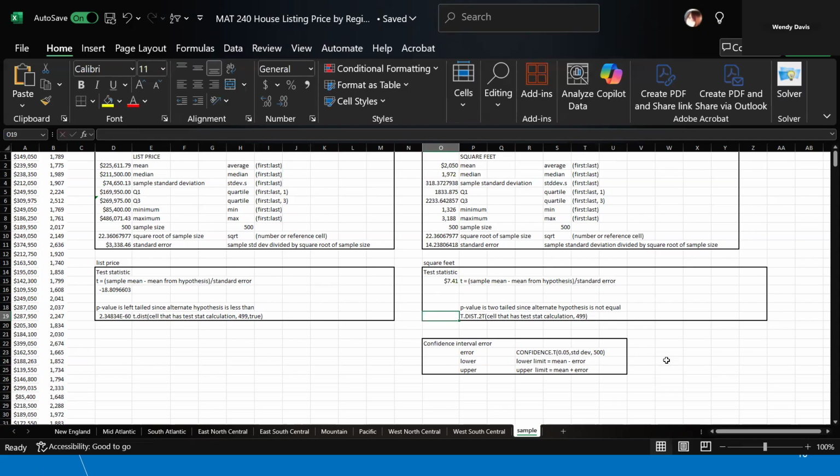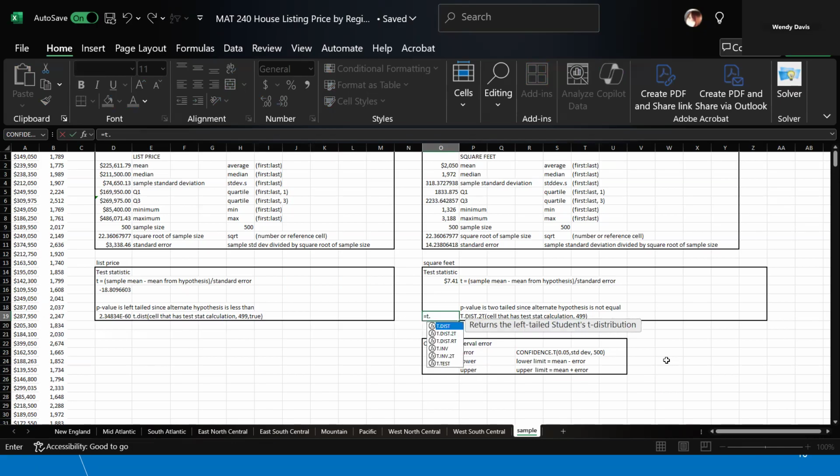Okay, so this equals T.DIST.2T of, where is our test stat? In this cell, degrees of freedom is 1 less than the sample size. So 500 minus 1 is 499.